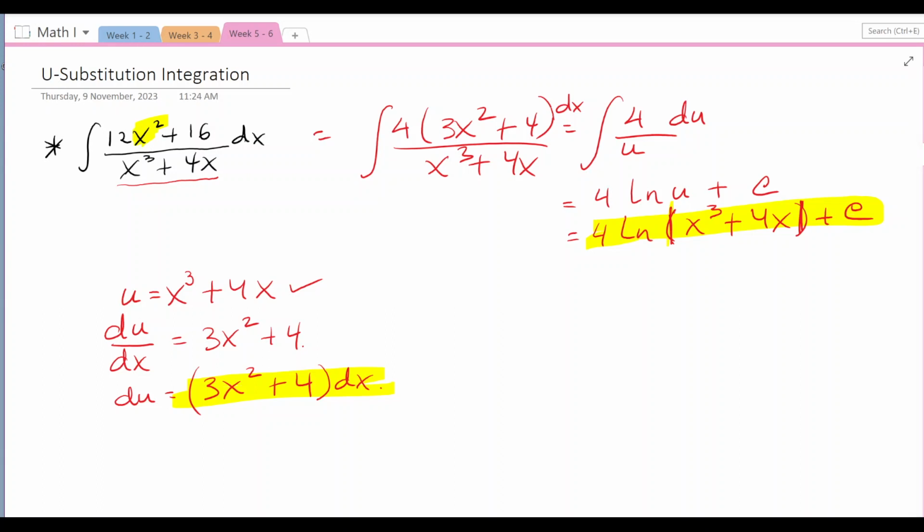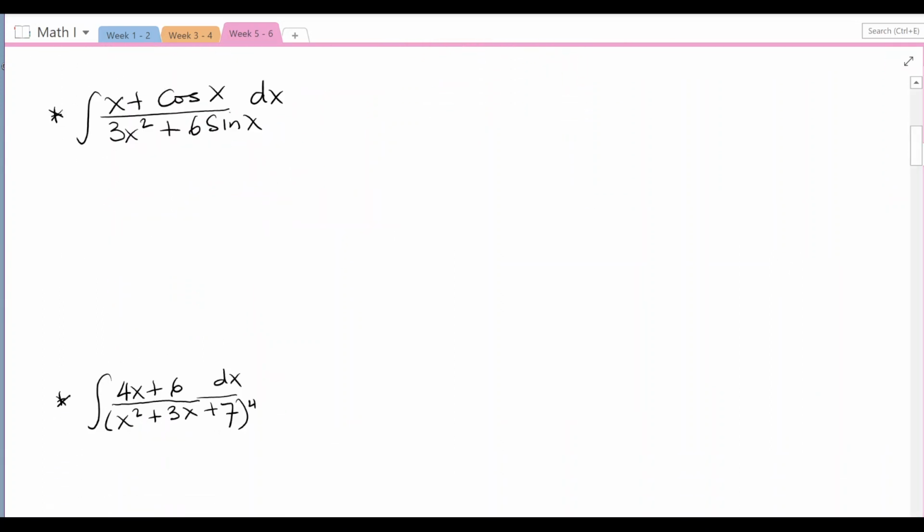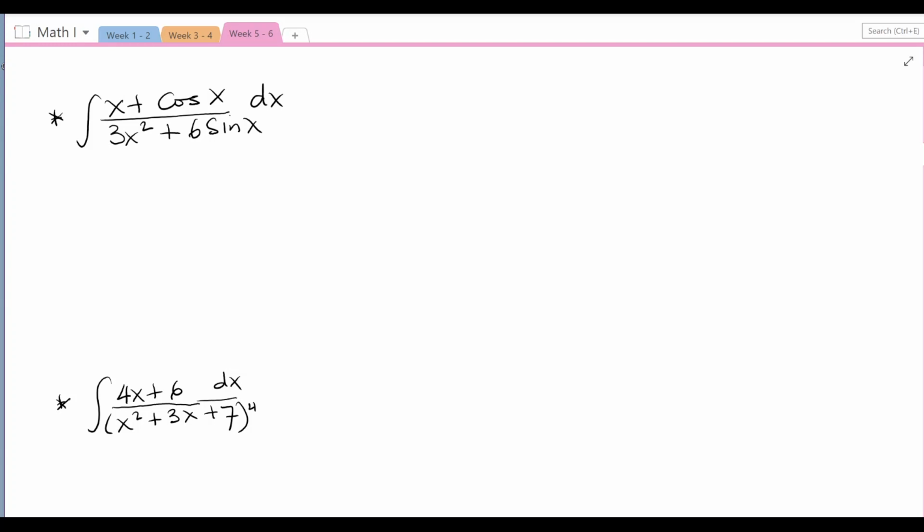Let's do another one. The integral of (x plus cos x) over (3x squared plus 6 sin x) dx. Again, we just have to choose which one is best to be substituted with a symbol u. It looks like the denominator, 3x squared, if we differentiate it, we get 6x. We already have x in the numerator, so it matches and can be substituted.